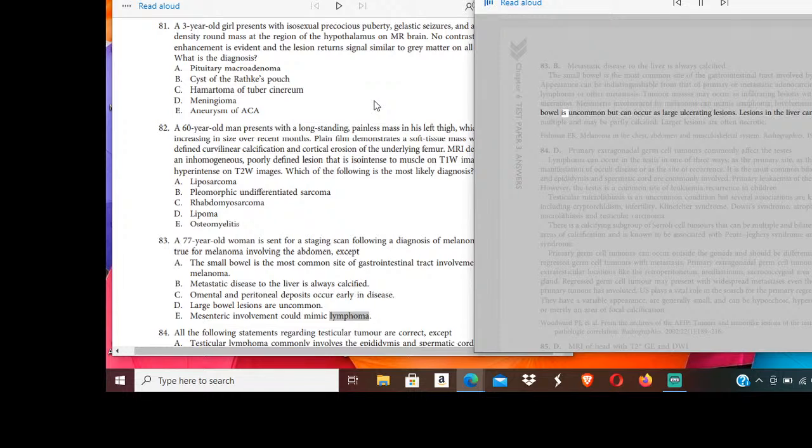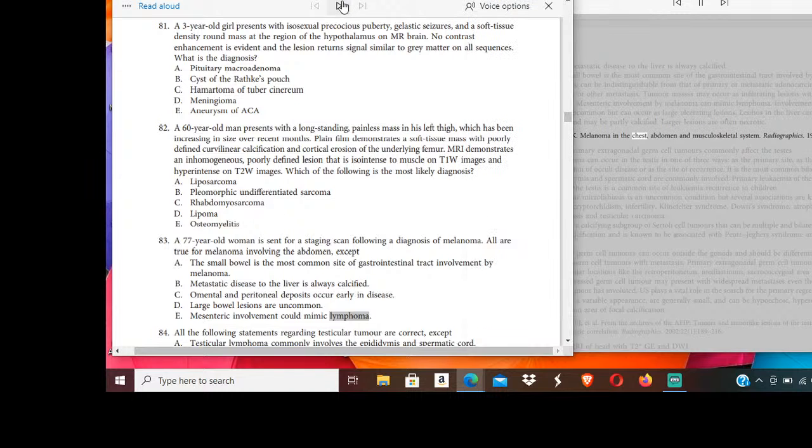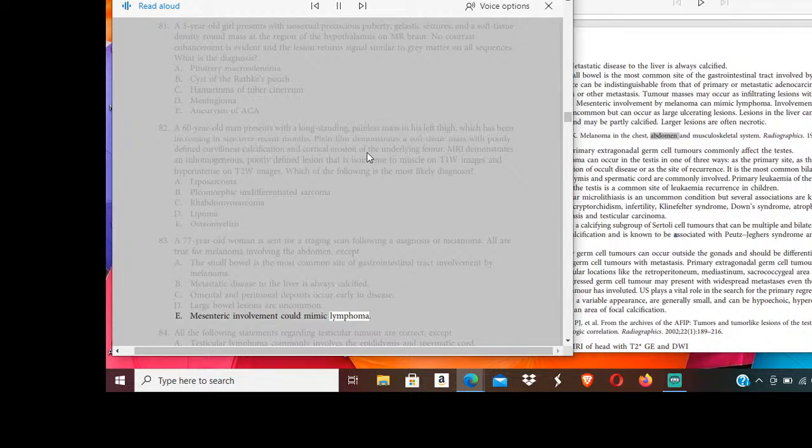Involvement of the large bowel is uncommon but can occur as large ulcerating lesions. Lesions in the liver can be single or multiple and may be partly calcified. Larger lesions are often necrotic. Fishman EK. Melanoma in the chest, abdomen. Lymphoma.